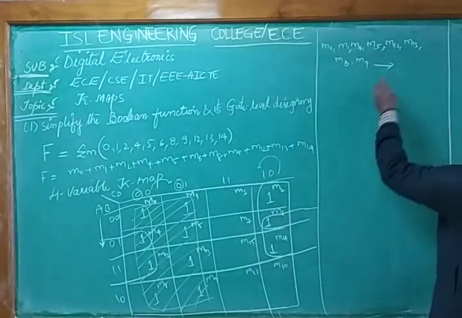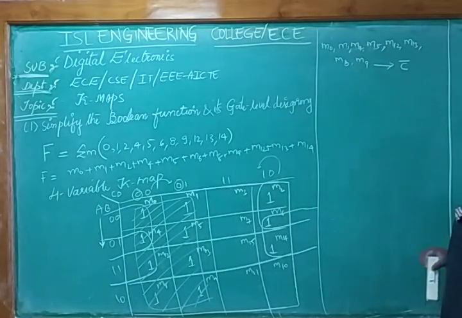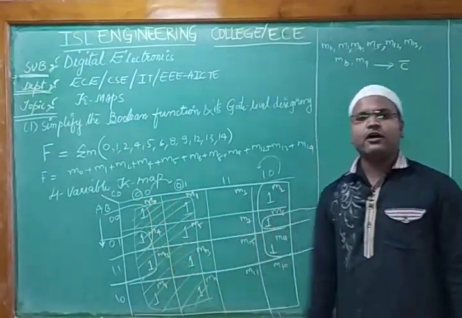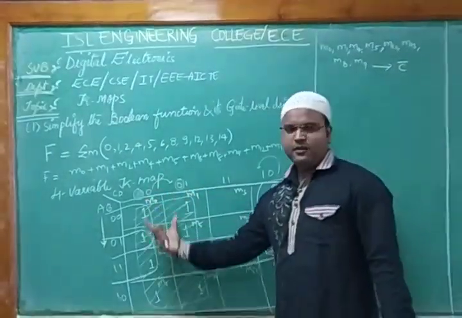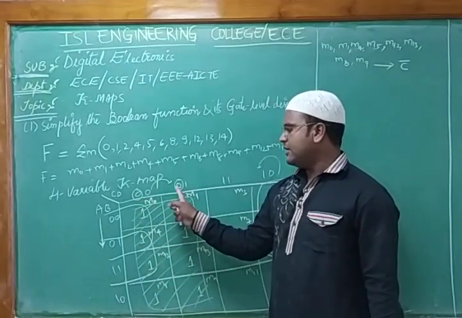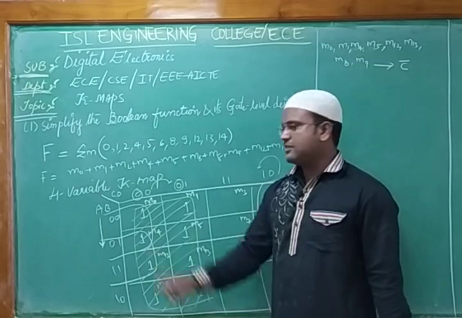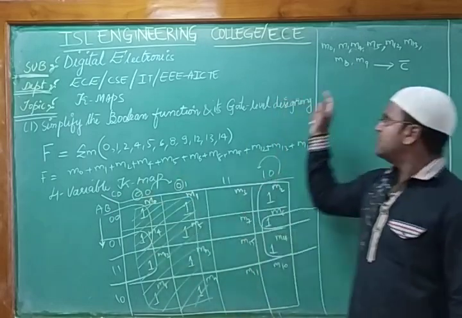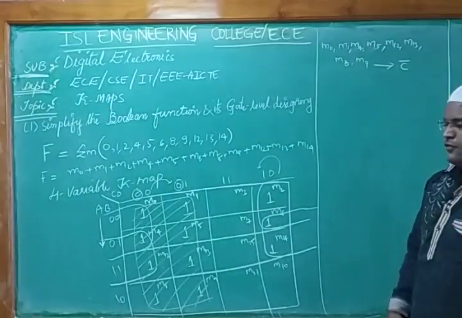So what can I write for this? I can directly write C bar, because it is the single term which is common for both the columns. If you see a particular value of it, here 0 0, here 0 1, that means only 0 is common. That 0 represents which literal? It is C. So I can write C bar. So the first one I have done.